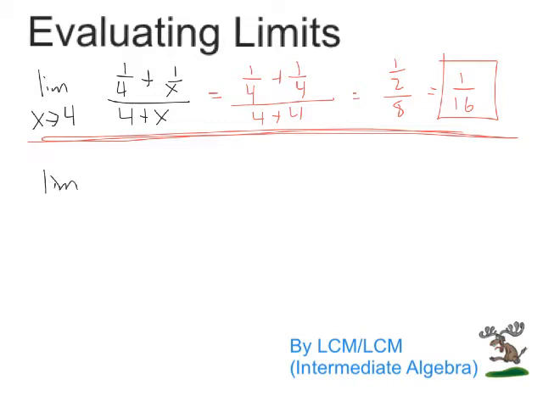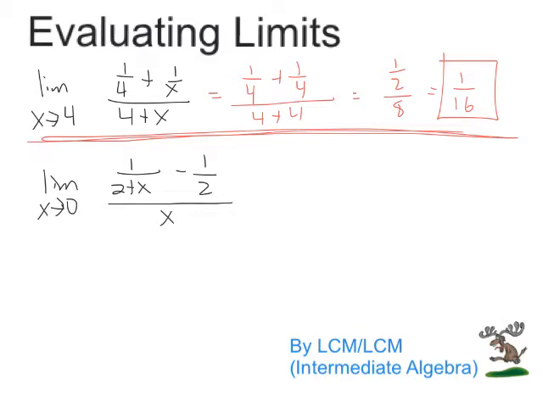Maybe the limit as x goes to 0 of 1 over 2 plus x, minus 1 over 2, all over x. Here, if we did plug 0 in, we'd have 1/2 minus 1/2, which is 0 in the numerator, and we have 0 in the denominator. So direct substitution fails us, and we need to handle this with a different trick.